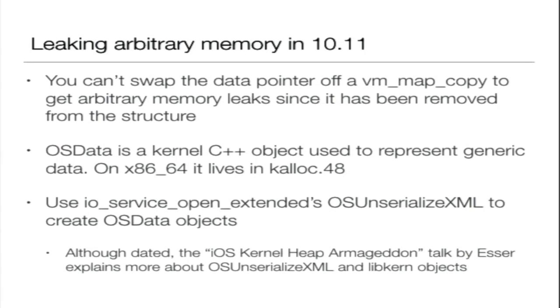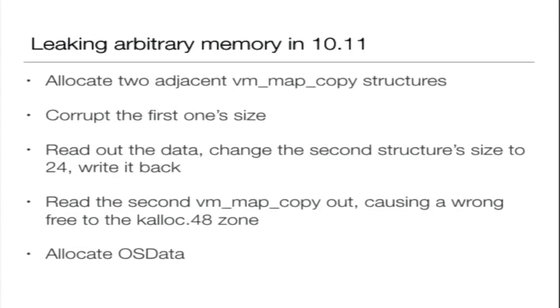Stefan Esser had a very nice talk about this, iOS Kernel Heap Armageddon. It's a bit dated because his techniques don't work anymore, but it explains how libkern objects work, and that's very useful. So you just have to allocate two adjacent vm_map_copy structures, corrupt the first one's size, read out the data, change the second structure's size to 24, which is the difference between the size of vm_map_copy and an OSData object in memory.